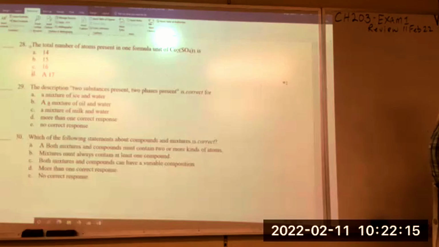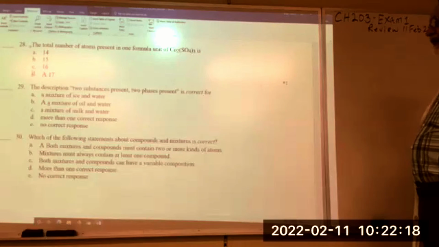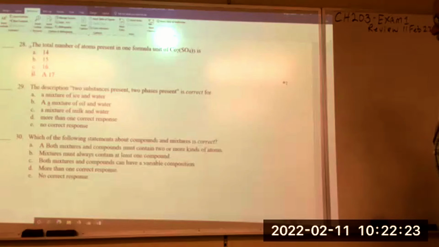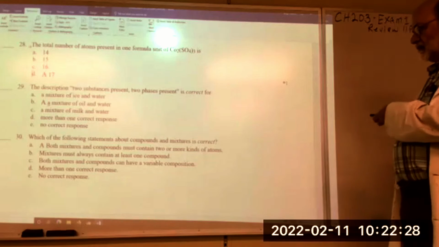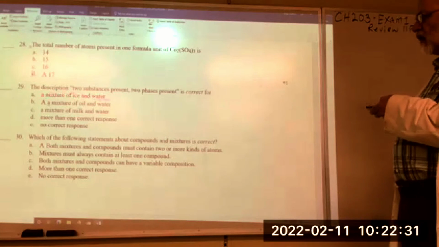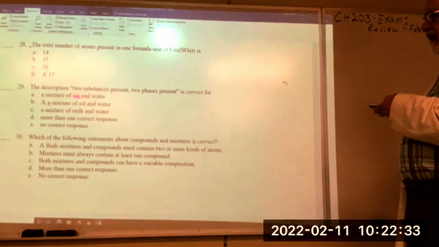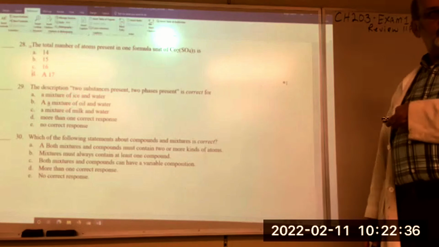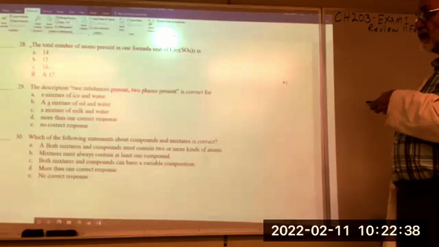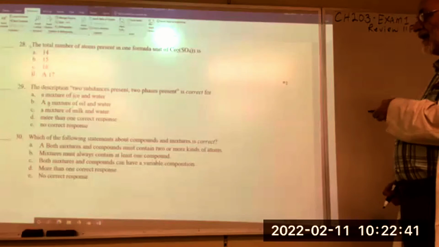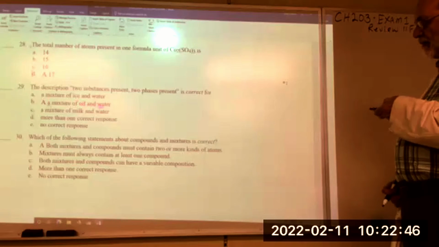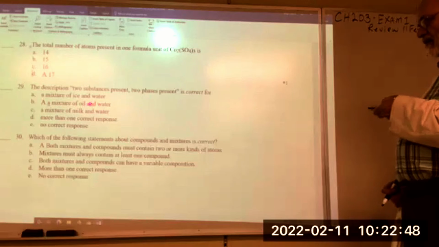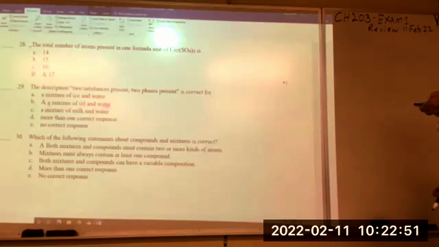29, the description "2 substances present, 2 phases present" is correct for which of these? A mixture of ice and water. No, they're the same substance, right? They're both H2O. They may be 2 phases, but they're not 2 substances. Okay. How about this one? A mixture of oil and water. 2 substances, yeah. 2 phases.